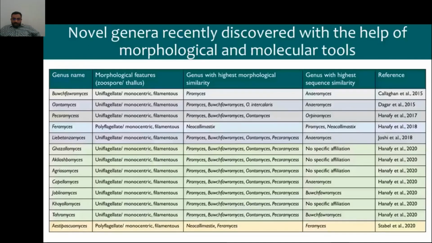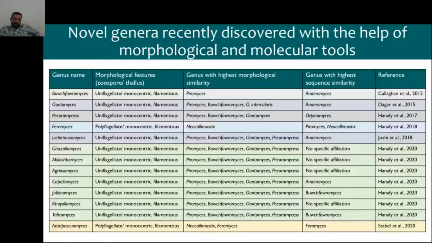For example, Pecoramyces also had uniflagellate, monocentric, filamentous morphological features, and this showed its similarity with either Piromyces or, at that time, Oontomyces and Buchallomyces, which had been discovered. However, its sequence similarity was with Orpinomyces, and that is one of the reasons that this particular strain, which is C1A, was published as an Orpinomyces species for a few years.